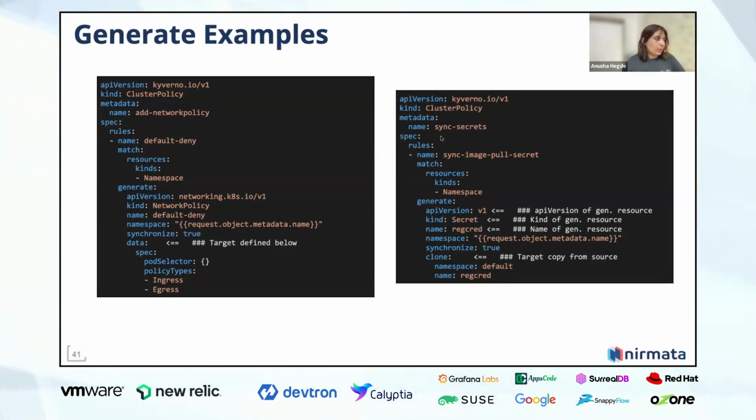Similarly, this is a cluster policy to sync secrets. Here you're saying sync all image pull secrets. Whenever a new namespace is created, you're going to generate a secret. Then you're going to say synchronize to true, and you're going to clone. We use clone when you want to look up the existing secret and clone it to whatever the target namespace is. So in this lab, we are going to create default network policies.